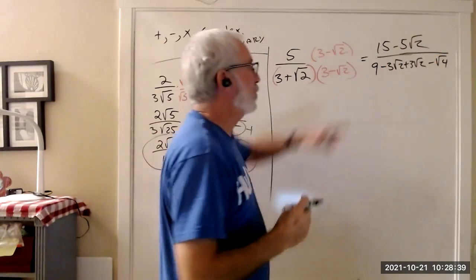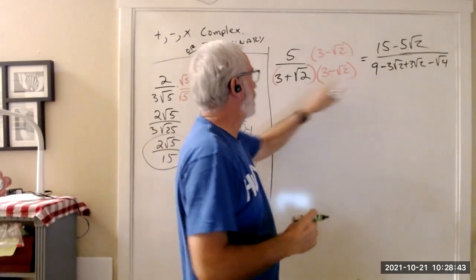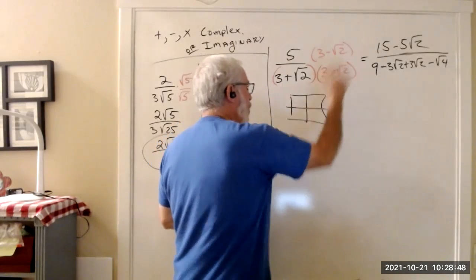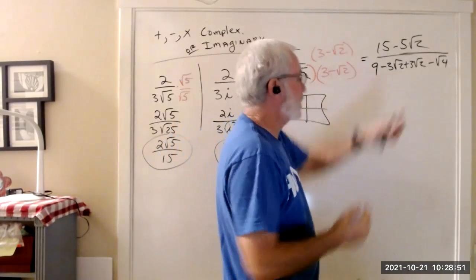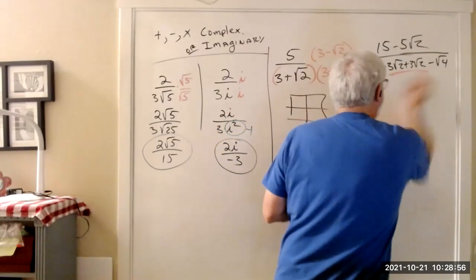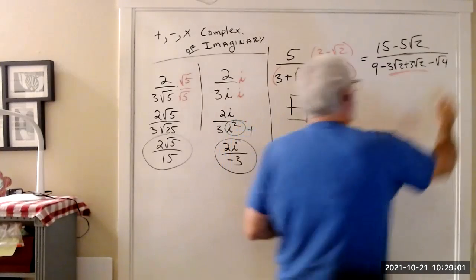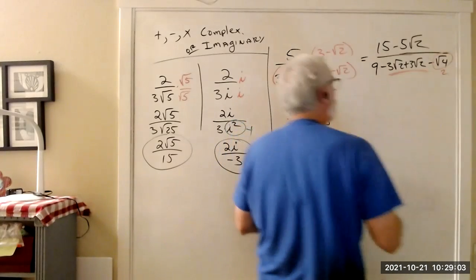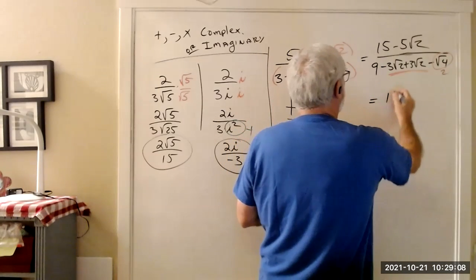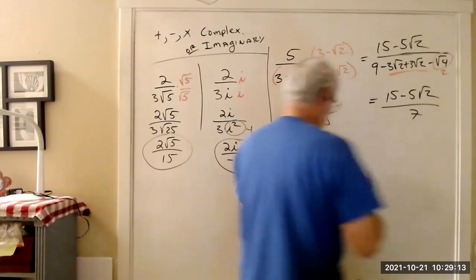Okay, if you use the box, I'm trying to avoid that right now. When you use the matrix, which you can go back and do on your own, you're going to get these things. The junk in the middle, the 3 radical 2's, will cancel each other out because one's a plus, one's a minus. Square root of 4 is 2, so you get 9 minus 2 is 7. So your final answer here is 15 minus 5 radical 2, all divided by 7.